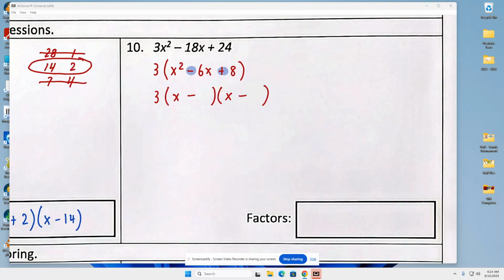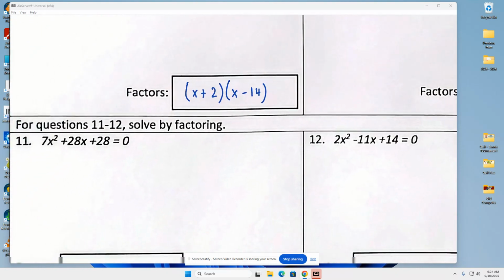So we're looking to see what multiplies to get 8, combines to get 6. So here are my factors of 8. I've got 8 times 1. I've got 2 times 4. And that's it. So which ones combine to get 6? 2 and 4. It doesn't matter where they go because both of these are the same sign. So I could put the 2 here, I could put the 4 here, or vice versa. So what are my factors? 3 times x minus 2 times x minus 4. All right, we've done that recently, so I think you guys should be pretty good.